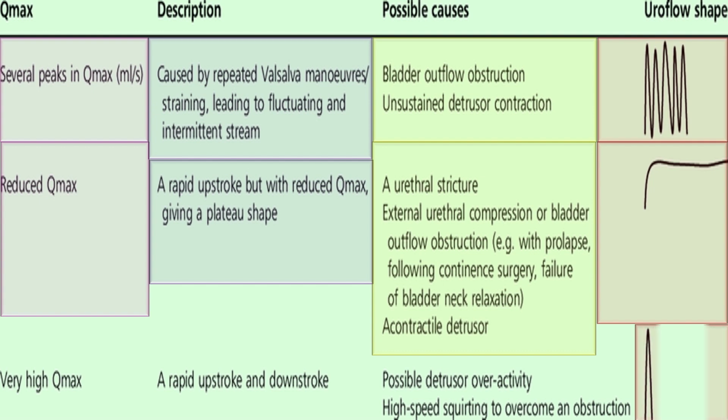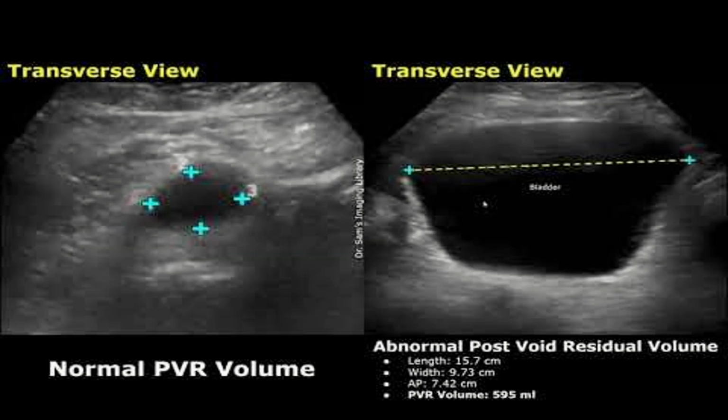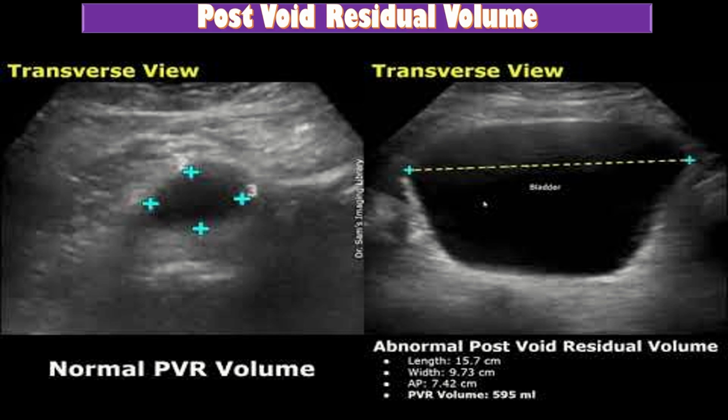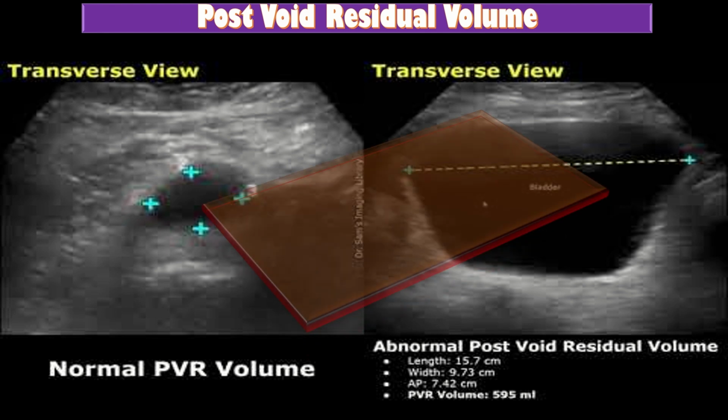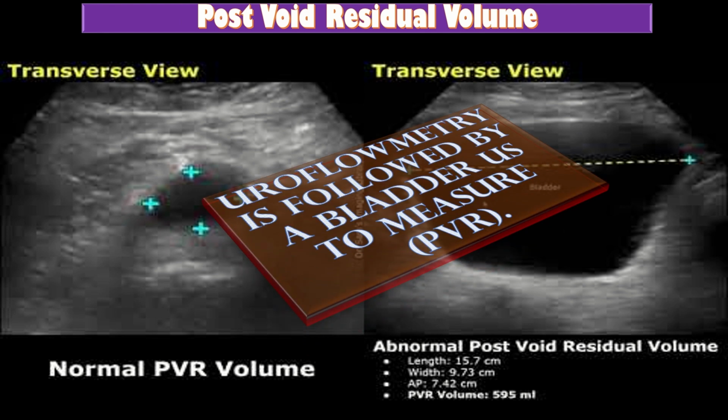In the last graph, very high Qmax is shown. Here we have a rapid upstroke and downstroke, and that indicates possible detrusor overactivity and high-speed squirting to overcome an obstruction. In order to check the voiding function or dysfunction, we also check the post-void residual volume. In fact, the uroflowmetry is followed by a bladder ultrasound to measure the post-void residual volume.